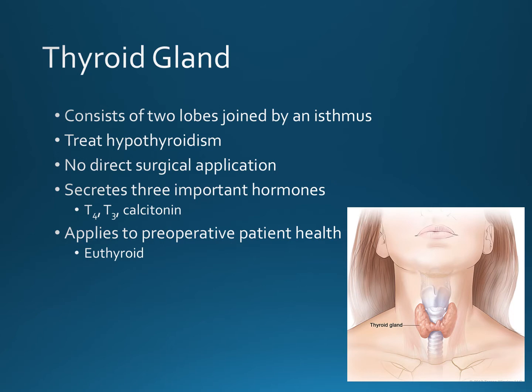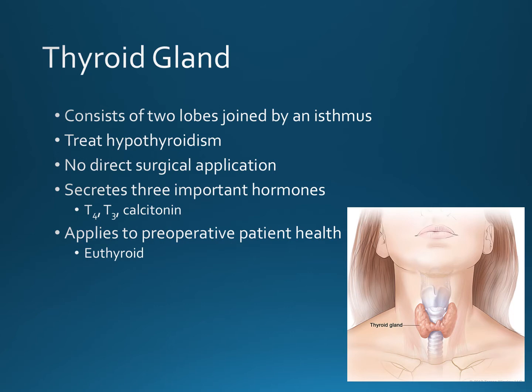The largest endocrine gland is going to be the thyroid gland. This is going to consist of two lobes joined by an isthmus in between. With this will produce hormones that treat underactive thyroid, or hypothyroidism is another term for that. Thyroid hormones can be either natural or synthetic. They're not going to have any direct surgical application, but they're going to instead support the preoperative patient health.